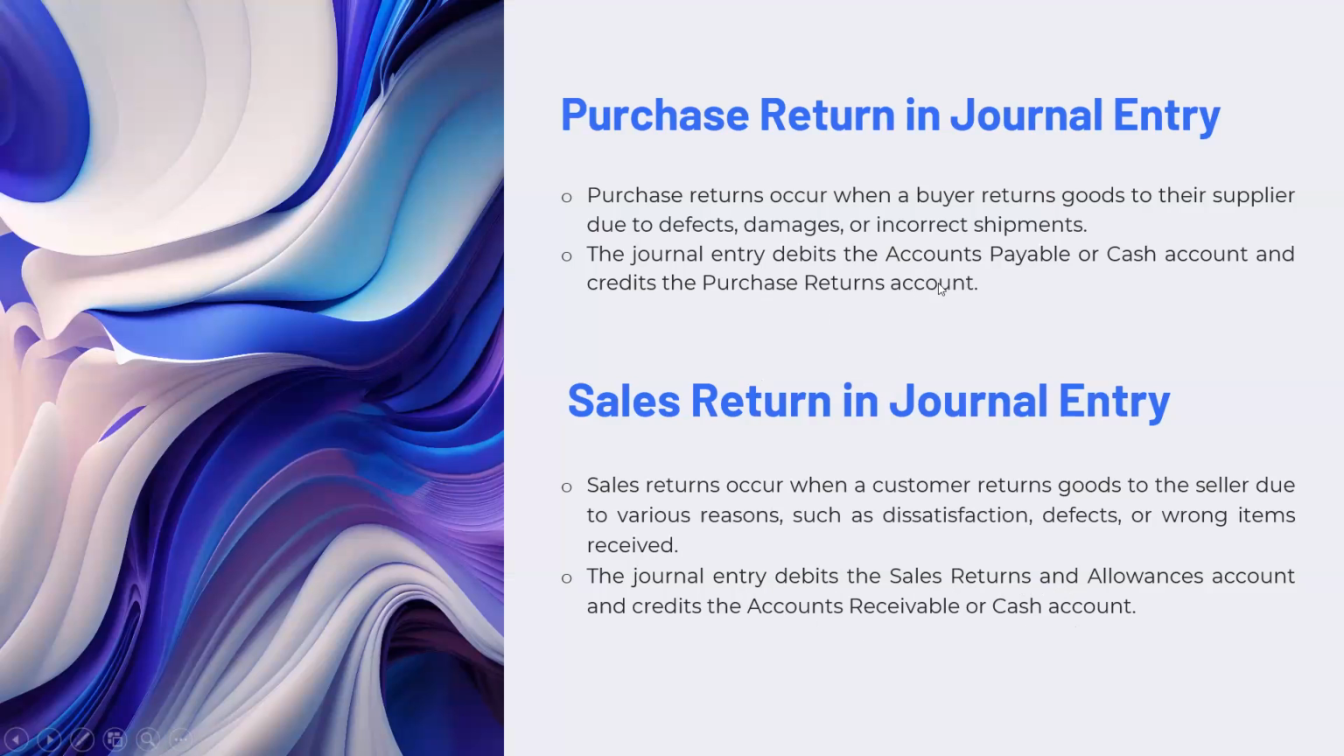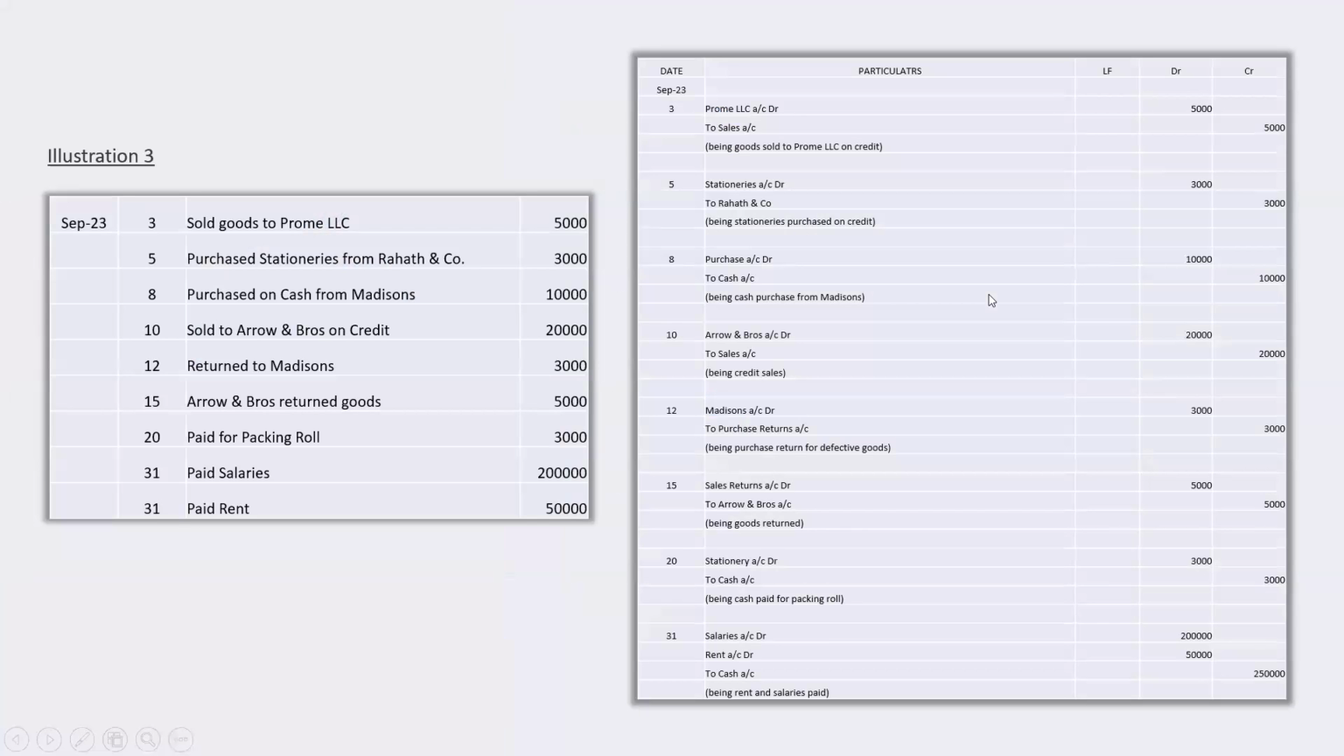So keep this point in mind so that it would be easy for you to make the entry. Here we have an illustration of how to make entries for purchase returns or sales returns. Let's see. It happens in September 2023. These are the dates: 3rd, 4th, 8th.